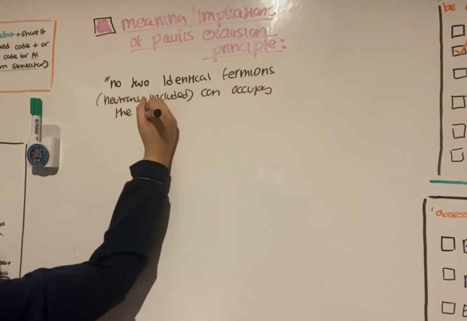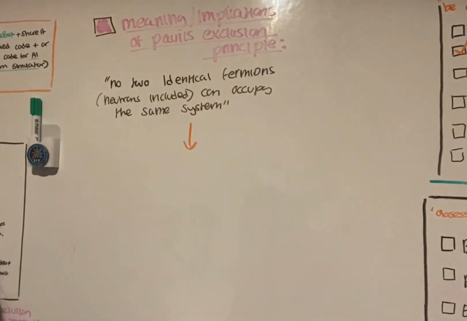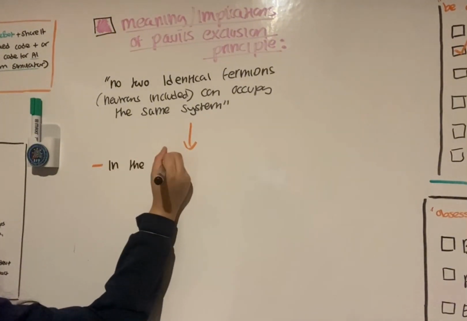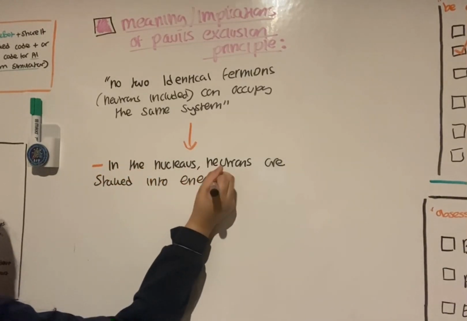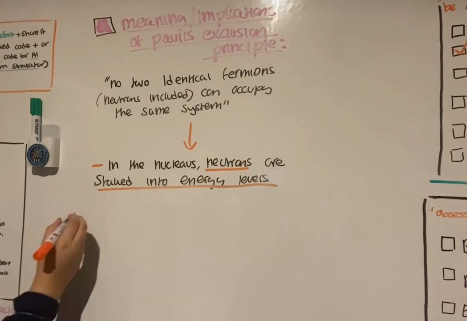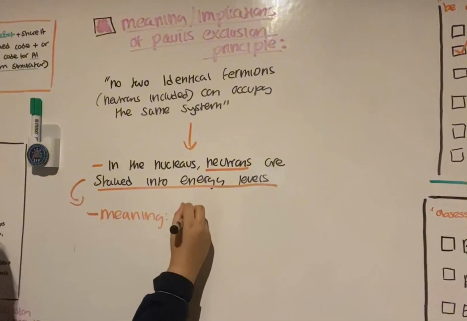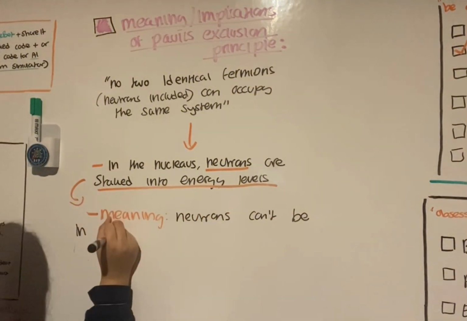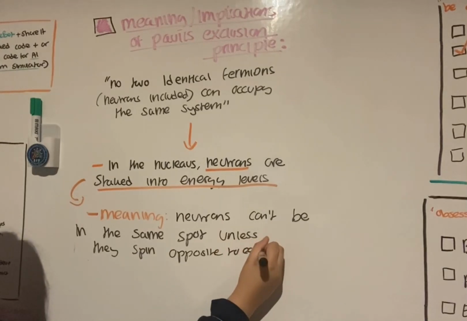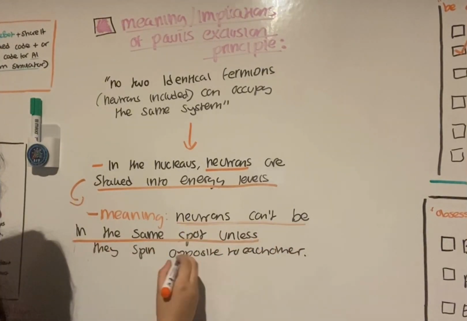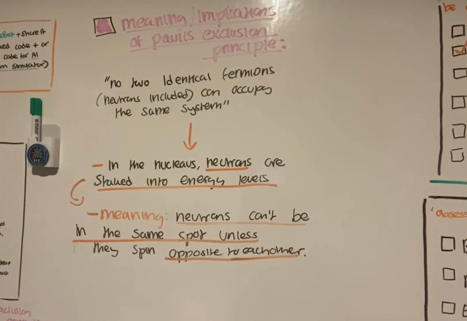In fission, this basically means that in the case of the nucleus, neutrons are stacked into energy levels. These energy levels act as our system. According to Pauli's exclusion principle, if we have two neutrons that have the same spin, they cannot occupy the same system. This basically means that they cannot be occupying the same energy level, as due to having the same spin, they are now identical. And as stated before, no two identical fermions can occupy the same systems.